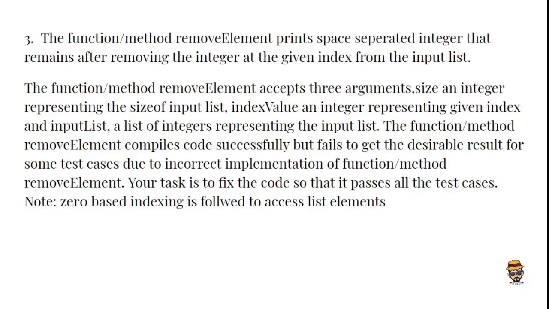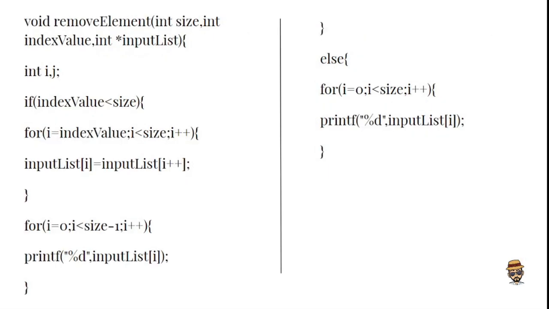So let's move to the third question, in which the function remove elements prints the space separated integers that remain after removing the integer at the given index from the input list. So in the function we have been given the input list, the size, and the index value which we have to remove. Now let's look at the error code. So this is the code, guys. Do pause the video, find out the error.